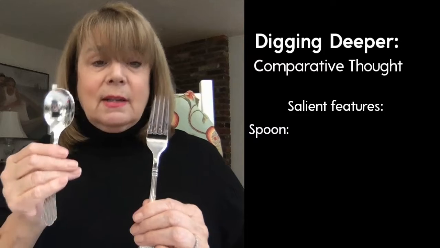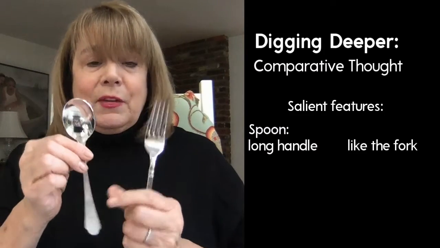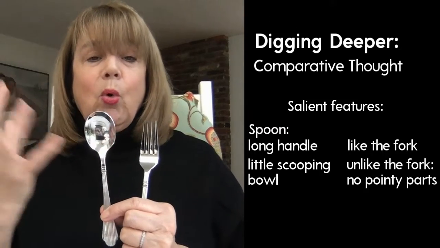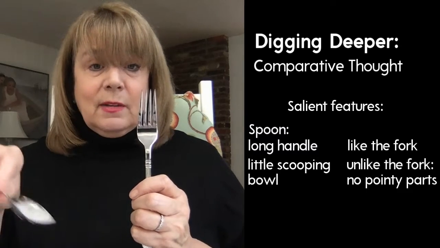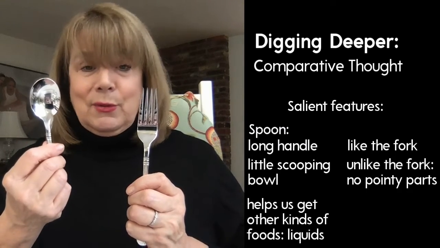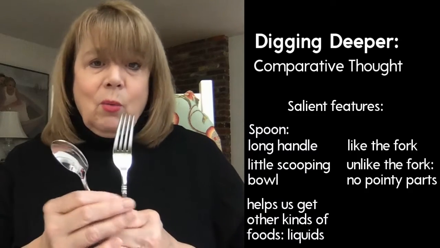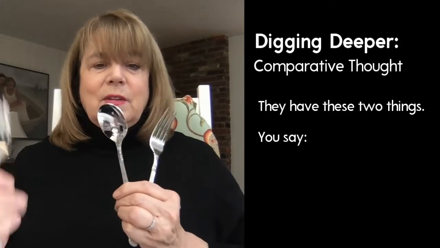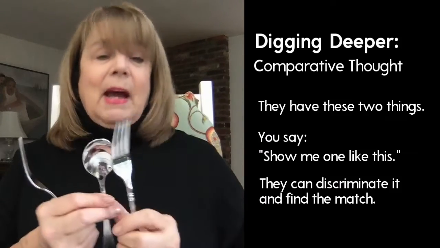The spoon is similar because it also has a long part. But the spoon doesn't have pointy parts. The spoon has a little scooping bowl, a little part like a bowl at the end that helps us get other kinds of foods like liquids. Okay? So now, that's all well and good. And maybe the child, if you show them these two things and you say, show me one like this, can discriminate it and find the match.